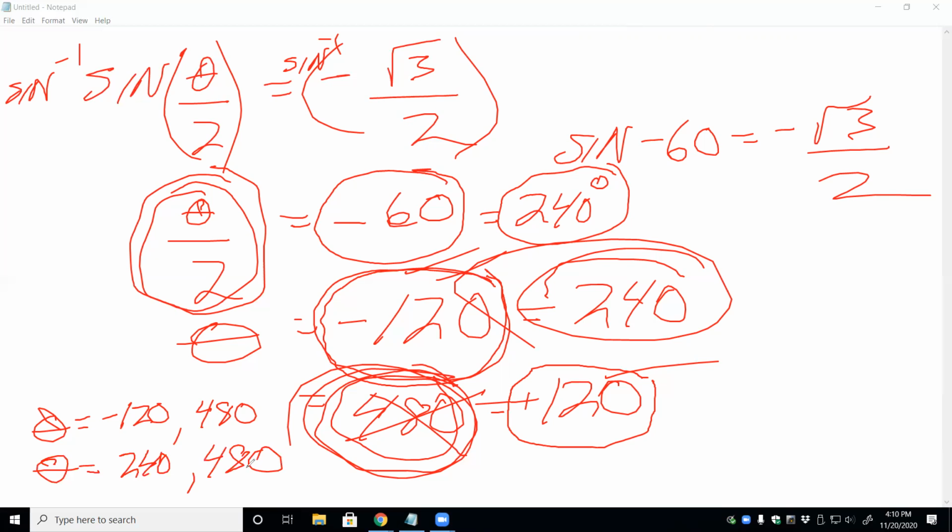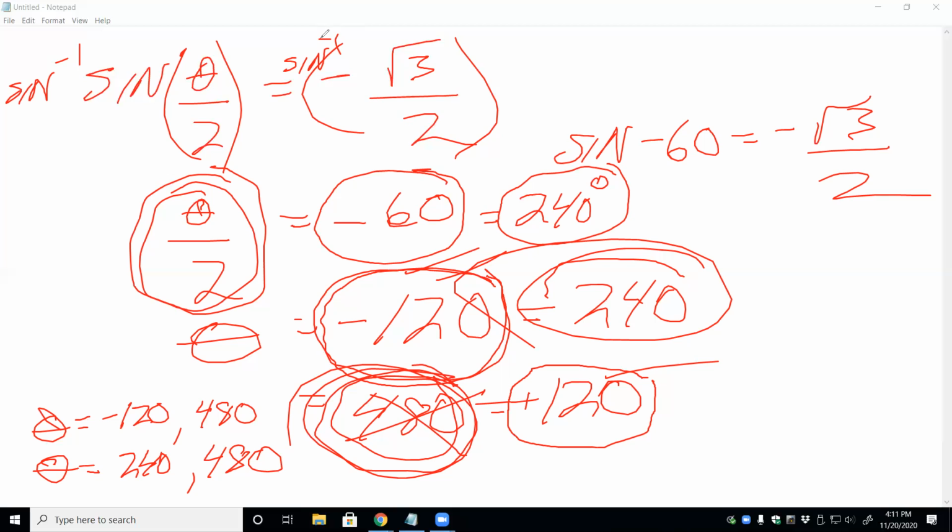And I maintain that both of these are solutions. And I can prove it because if I plug in 240 into theta, I've got the sine of 120 degrees, which is positive. Because when I look at the -60, that should be 300 degrees, right? If we looked at it in the positive.